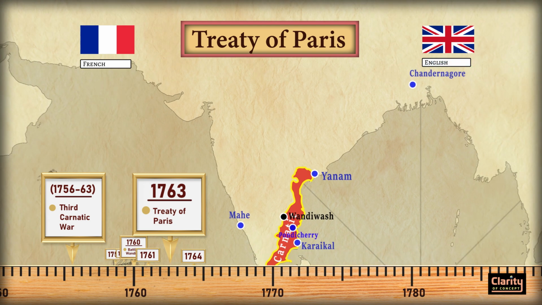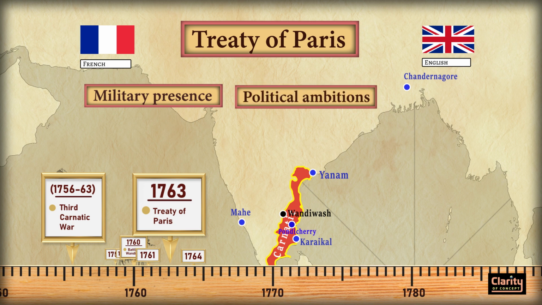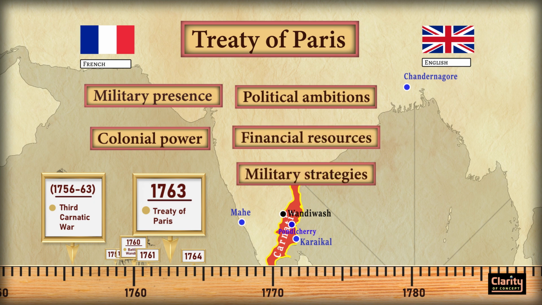However, the French were not allowed to fortify these posts or maintain any military presence, effectively ending their political ambitions in India. The British emerged as the dominant colonial power, using their financial resources and military strategies to expand their control over India, laying the foundation for the British Raj.